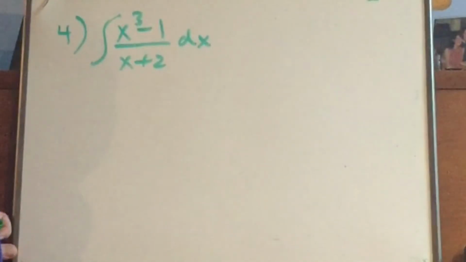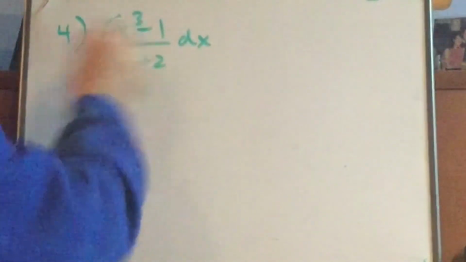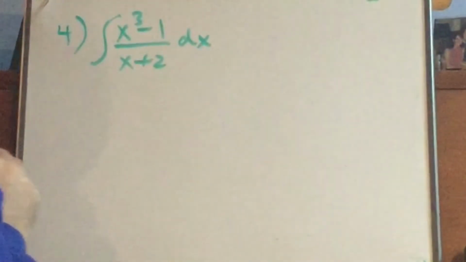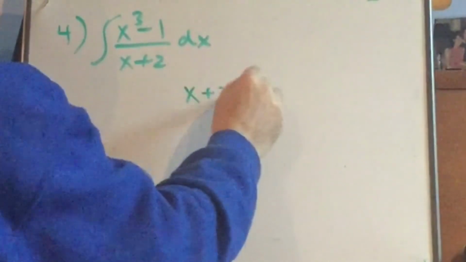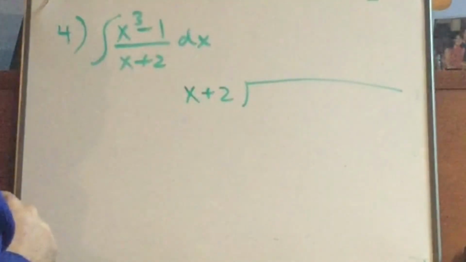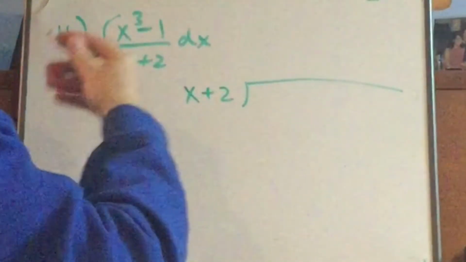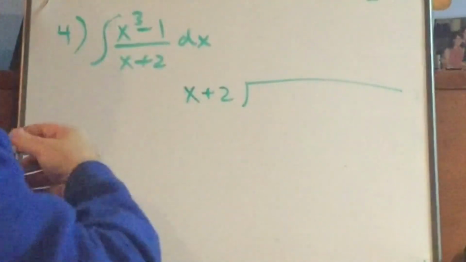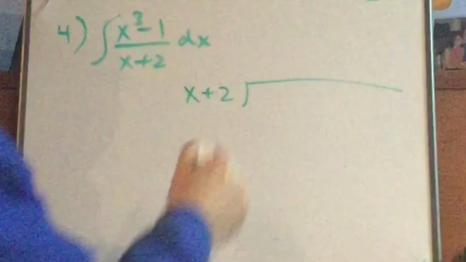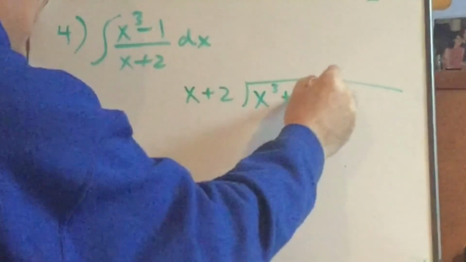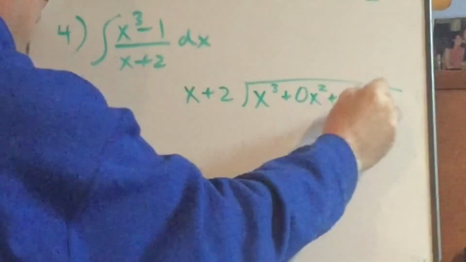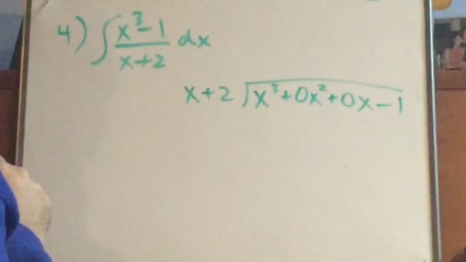The fourth and final example is also a candidate for polynomial long division because I have a degree of 3 in the numerator and a degree of 1 in the denominator. So I'm going to divide x plus 2 into, and once again, try not to forget to put the missing terms in. You have to have every term starting with the highest exponent down to the constant. So this will be x cubed plus 0x squared plus 0x minus 1.